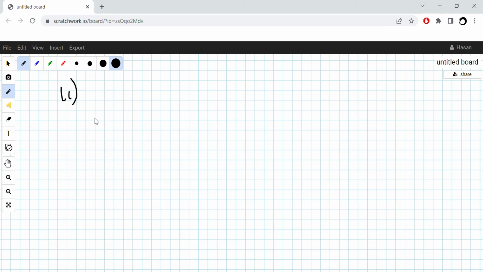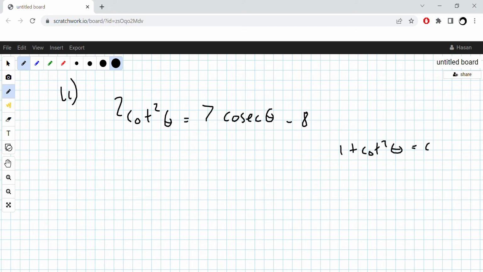Part 2, they have 2 cot squared theta equals 7 cosec theta minus 8. We can use the identity 1 plus cot squared theta equals cosec squared theta to form a quadratic. So you can have 2 and then replace the cot squared theta with cosec squared theta minus 1. 2 times cosec squared theta minus 1 equals 7 cosec theta minus 8.